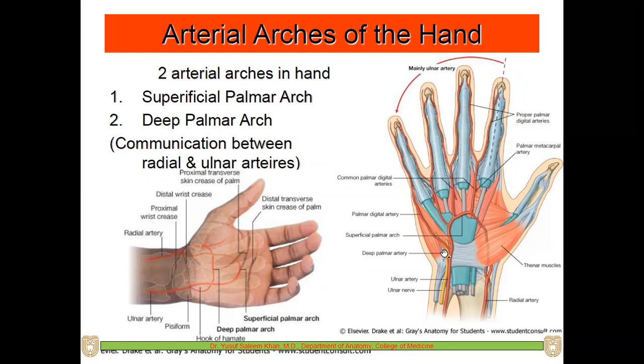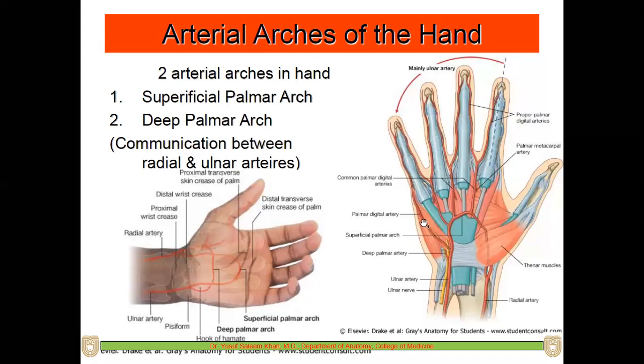Then deep, if you see here, this is a deep branch of the palmar artery from the ulnar, and also from the radial. So those two deep branches will anastomose like this. So this will be called the deep palmar arch. So these are the two arteries, the radial artery and the ulnar artery, which anastomose with each other by forming two arches in the hand, called the superficial and deep palmar arches. These are called arterial arches because they are arches from the arteries.